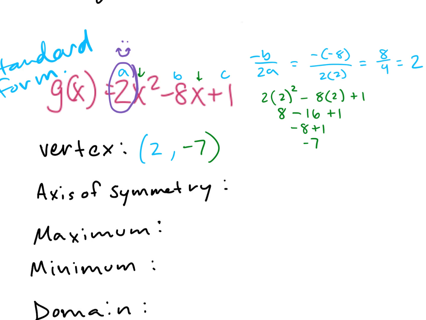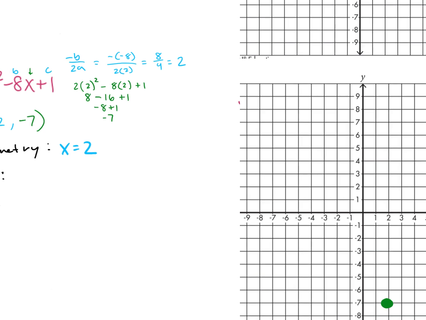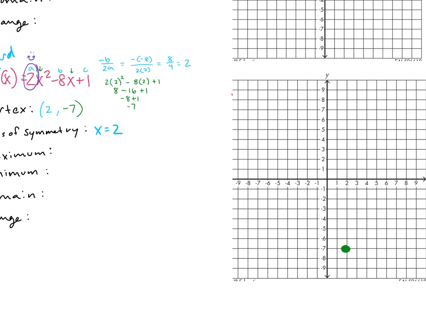What is my axis of symmetry? X equals 2. Do not forget the x equals. If you don't put the x equals and only put 2, you will get points off. So don't forget the x equals. So now let's find another point on our graph. So since it's standard form, what else do we know? What other point do we have here? The y-intercept. What's our y-intercept? 1. This is our y-intercept, so that's where we cross the y-axis at 1.